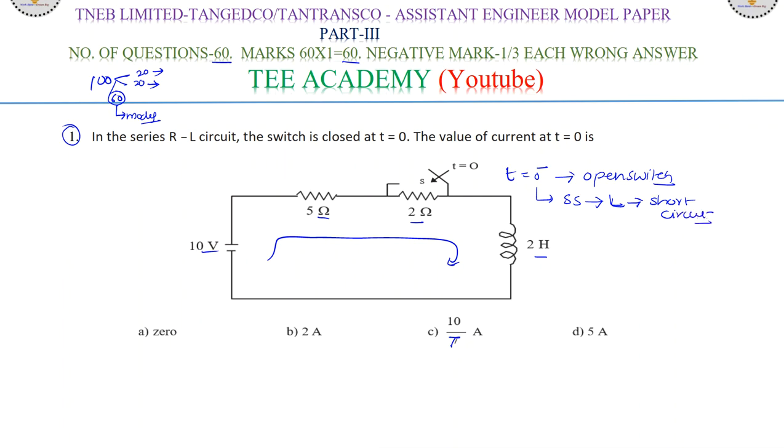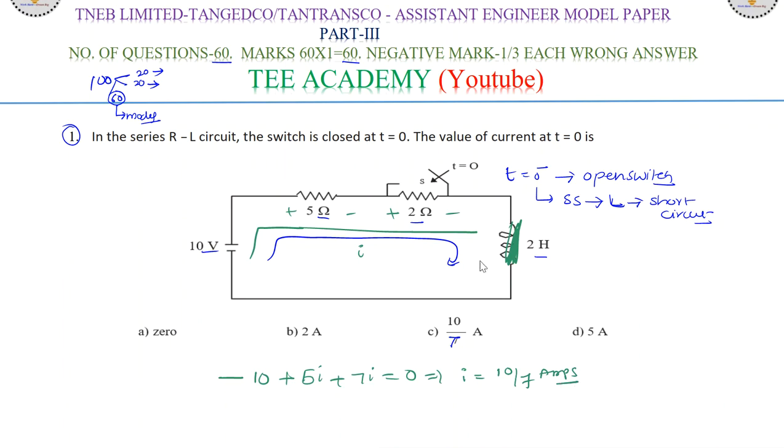Now check your analysis. 10 volts is here, 5 ohms here, and 2 ohms here, and the inductor simply acts as a short circuit. Now what is the current? It's a simple KVL loop: minus 10 plus 5 into I plus 2 into I is equal to 0, that is 7 into I equal to 10. So I is equal to 10 by 7 amps.